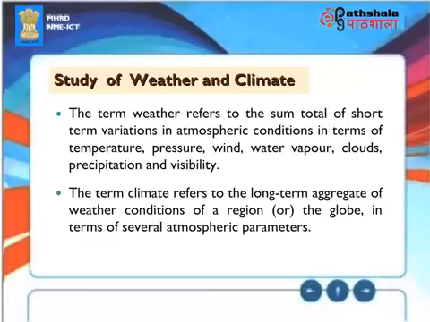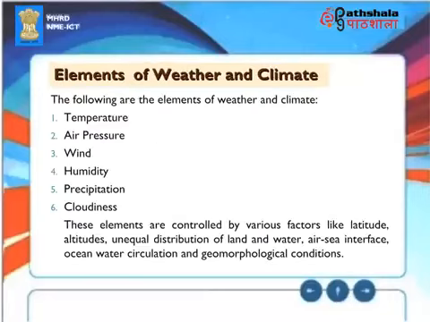Study of weather and climate. The term weather refers to the sum total of short-term variations in atmospheric conditions in terms of temperature, pressure, wind, water vapor, clouds, precipitation, and visibility. The term climate refers to the long-term aggregate of weather conditions of a region or the globe in terms of several atmospheric parameters.